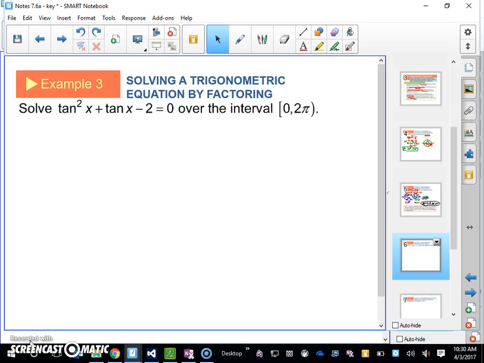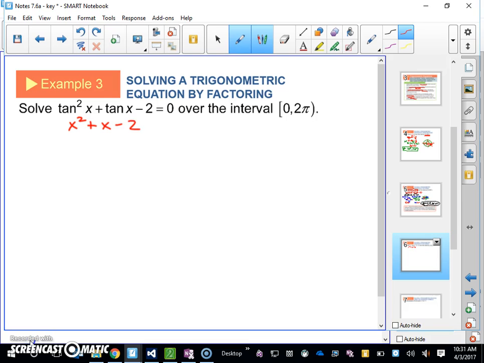Example 3, we're solving tangent squared x plus tangent x minus 2. When I look at this problem, I can see there's more than one variable term, and so I immediately know I'm not going to be able to isolate. I want to isolate because that's easy, but I know I can't. When I look at this one, you need to train your eye, but it kind of looks to me like this.